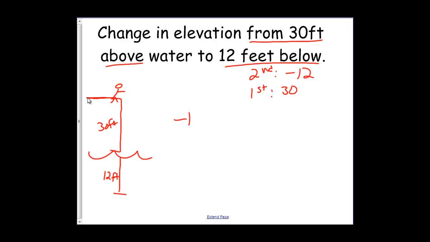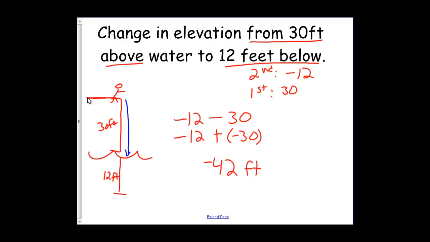Take the second number minus the first. So we have -12 minus 30. To subtract any number, we can add the opposite. Notice they're coming together. 12 plus 30 is 42, and they're both negative, so my answer would be a negative 42 feet. Why that makes sense, if you look over my drawing, she went down 30 feet, then she went down another 12. So negative 30 plus 12, negative 12 more, gives you an answer of negative 42 feet.